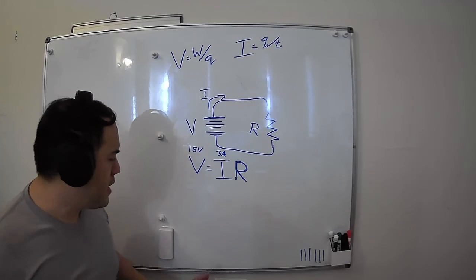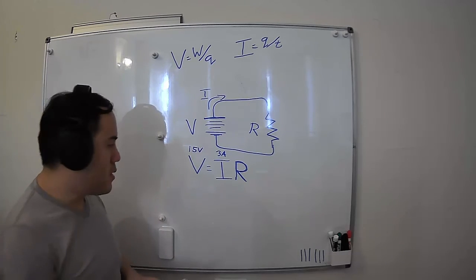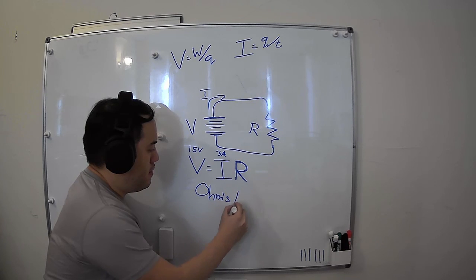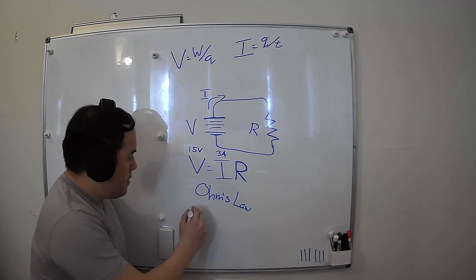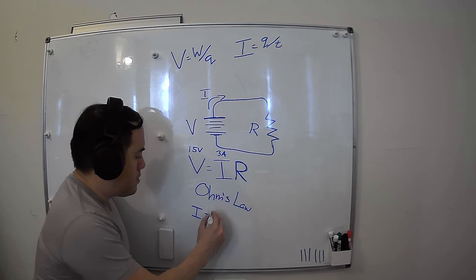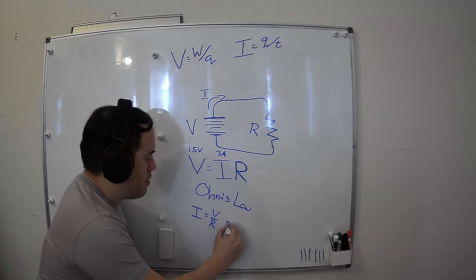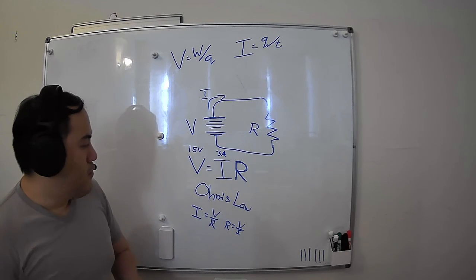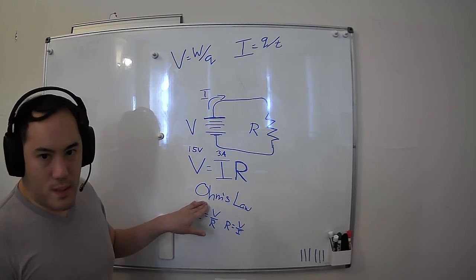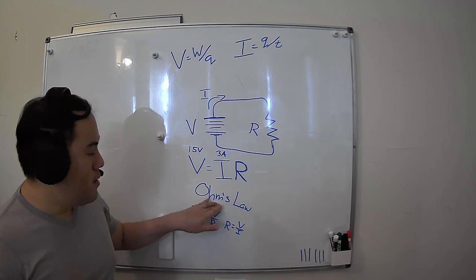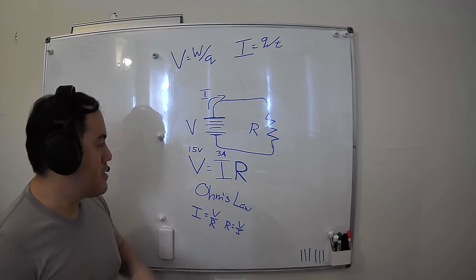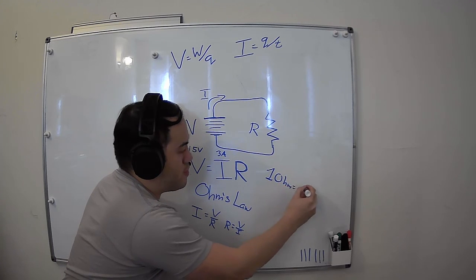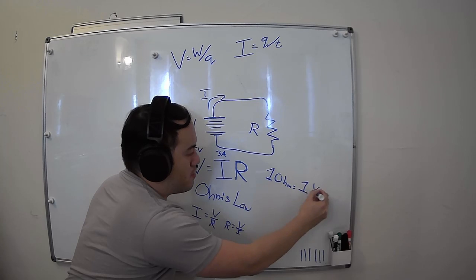Anyway, this is the main idea. It's called Ohm's law, O-H-M, V equals IR. You can also say I equals V over R, or R equals V over I. That's fine. These are all forms of Ohm's law. And it's the same Ohm that gave his name to the units for resistance, ohm. 1 ohm is 1 volt per amp.